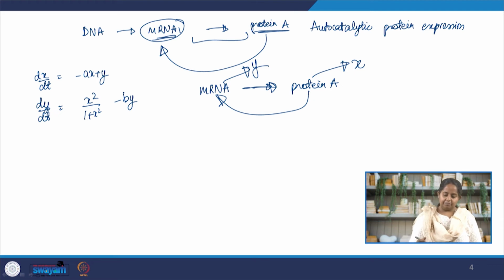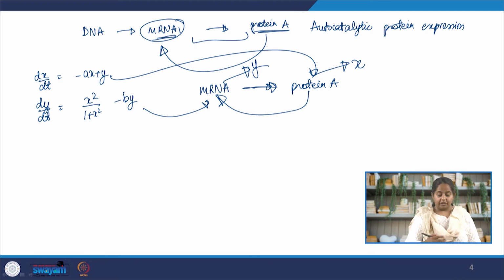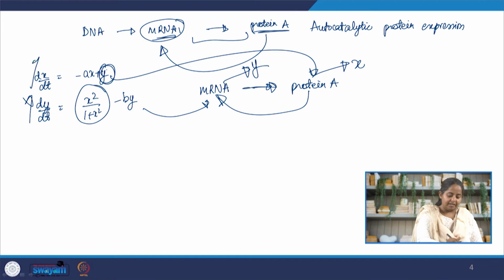The X here represents protein, as I said, and the Y here represents the mRNA. The more X we have, the more protein we are making, what will happen is dy by dt will go up. Now, the more Y we have, the dx by dt will go up. So, they are mutually increasing each other. Remember, first step is always conceptual interpretation of the model.